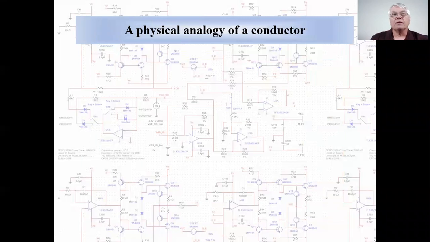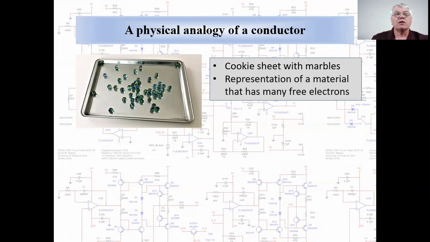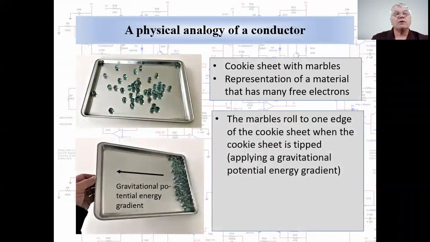We'll begin by making a physical analogy to a material that is an electrical conductor, that is one that carries an electric current easily when an electric potential difference or voltage is applied to it. Let's take a cookie sheet and we'll place it flat, parallel to the surface of the earth, and we'll scatter some marbles on its surface. This is a representation of a material that has many electrons that are unbound or only weakly bound to any particular atom. If we tip the cookie sheet, we create a gravitational potential energy gradient. We note that all the marbles have run to the low end of the sheet.